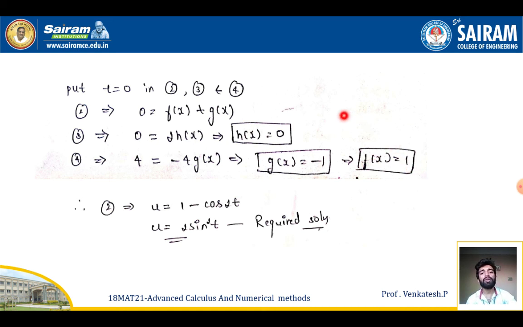So on replacing all these conditions in the previous equation, I will get u is equal to 1 minus cos 2t, and 1 minus cos 2t will be 2 sine square t. So this is the required solution for the given partial differential equation.